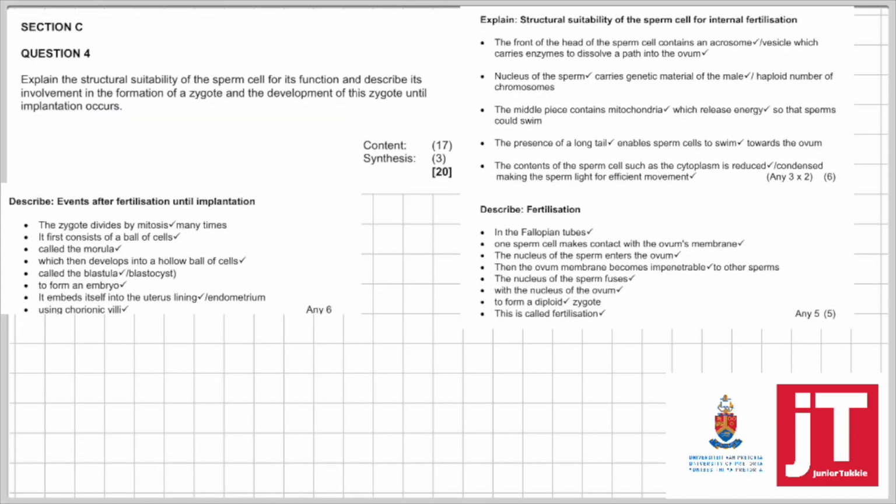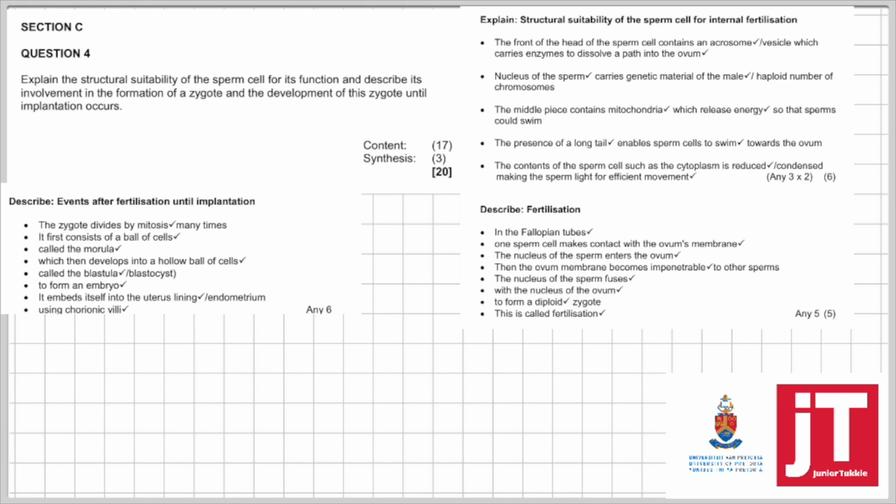Right. Question 4. I still do the essays because the essays usually have 3 parts, and each part can be broken down into a long question still in this current exam. Explain the structural suitability of the sperm for its function and describe its involvement in the formation of a zygote and development of the zygote until implantation occurs.